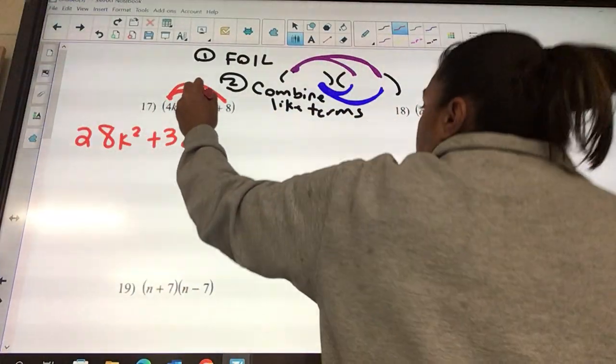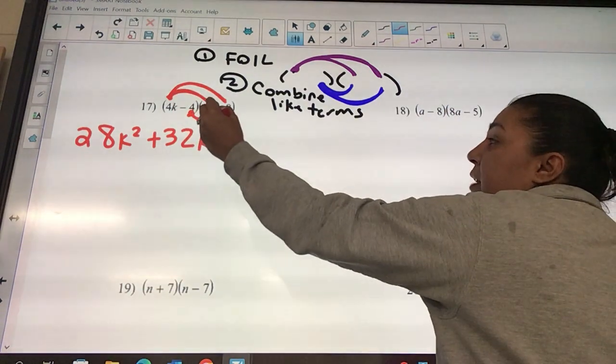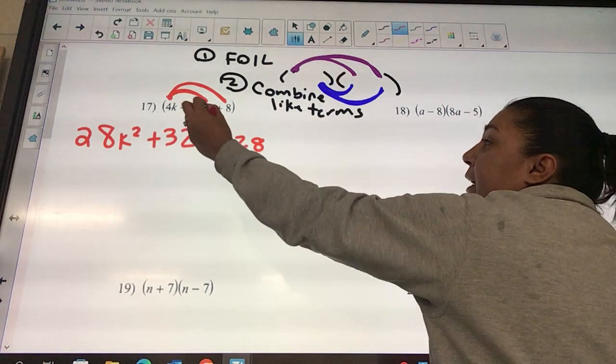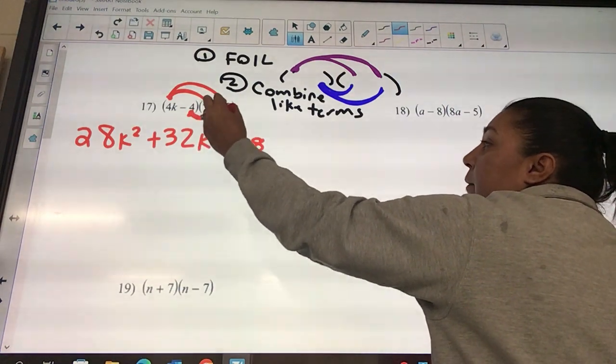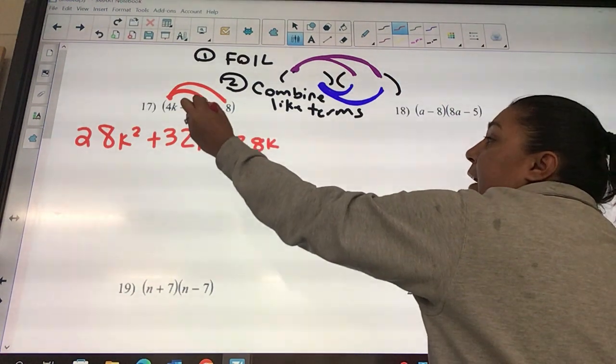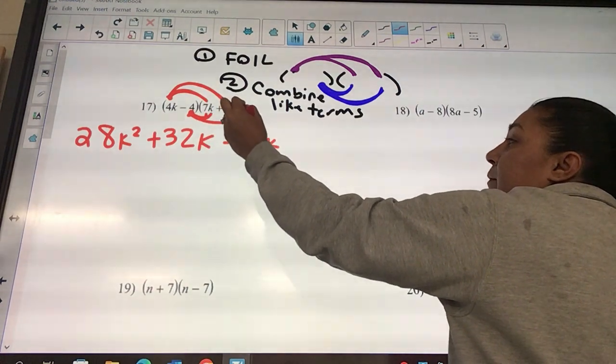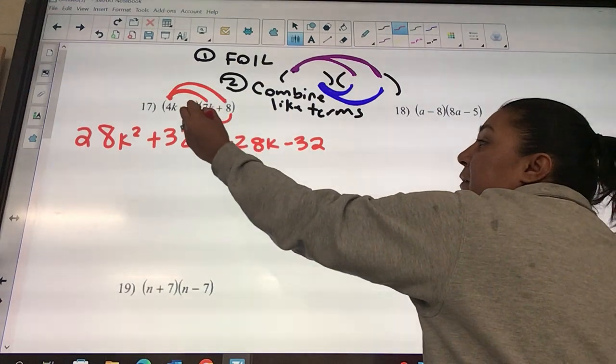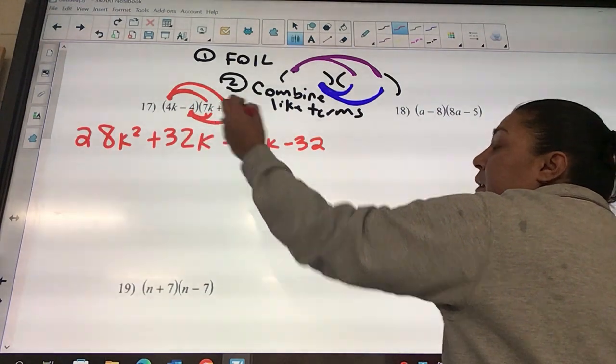Negative 4, because the negative goes with that 4, times 7, negative 28. How many k's are there? 1. Negative 4 times 8, negative 32. How many k's from here to here? None.